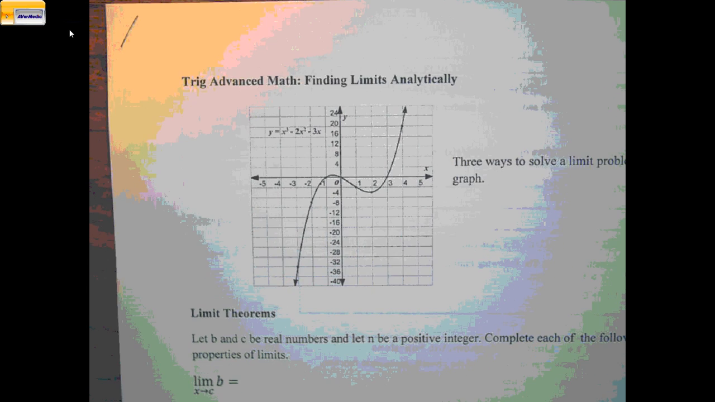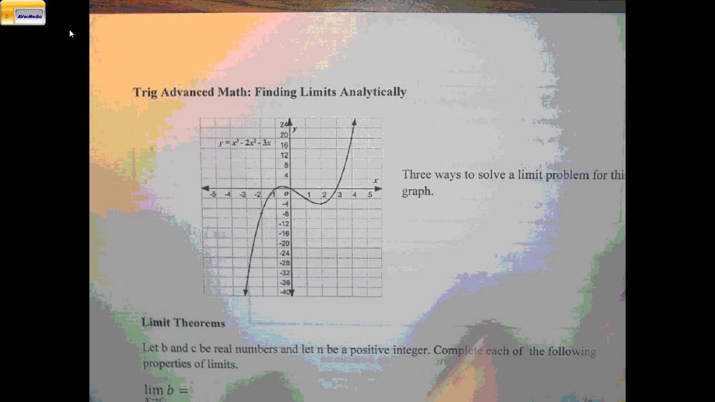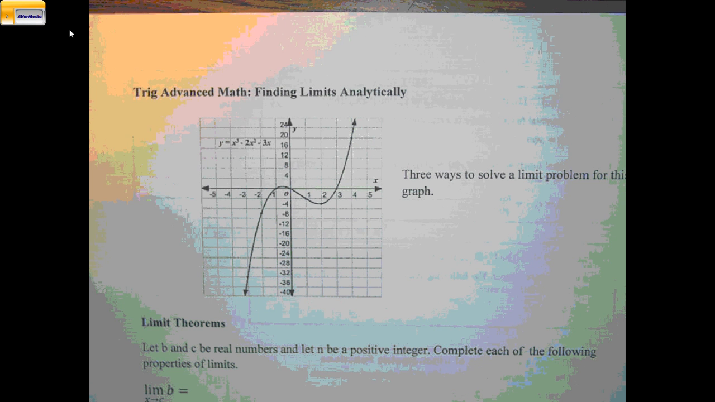Okay, guys, limits. We've been talking about those. As we look at this graph, give me 3 ways to solve a limit problem for this particular graph. What's one thing we could do to figure out a limit? Plug values into the polynomial itself? Okay. What else can we do?